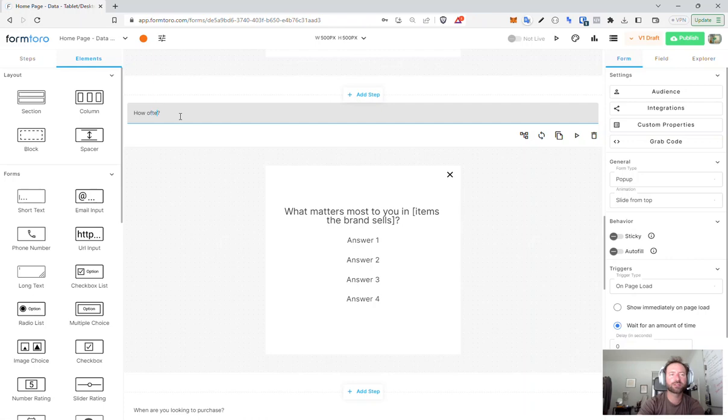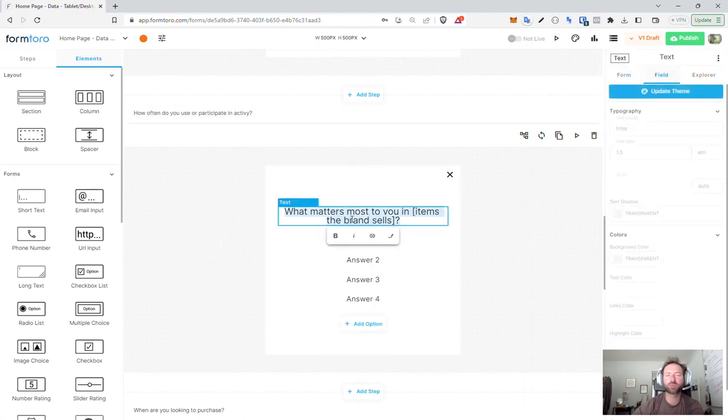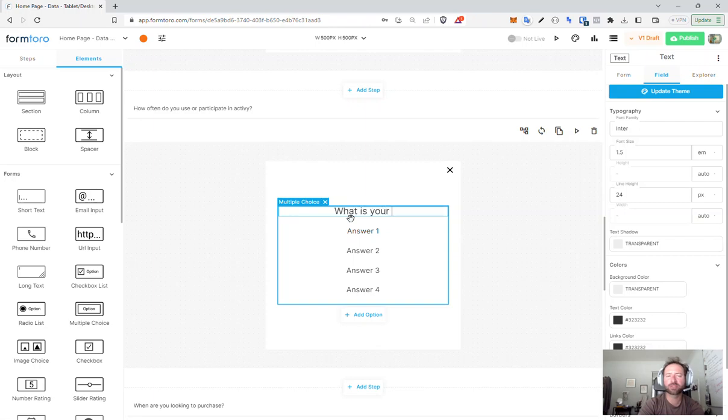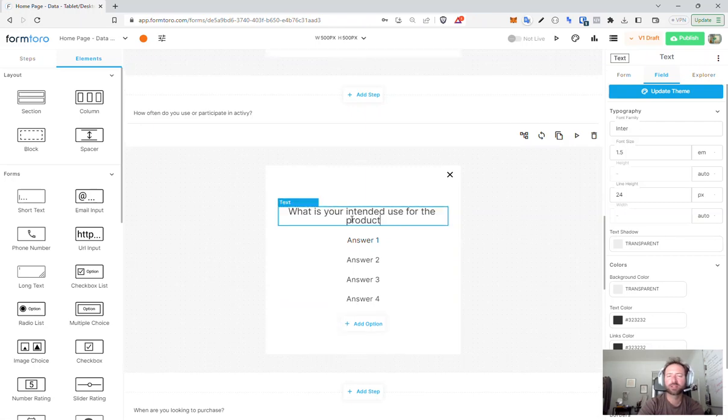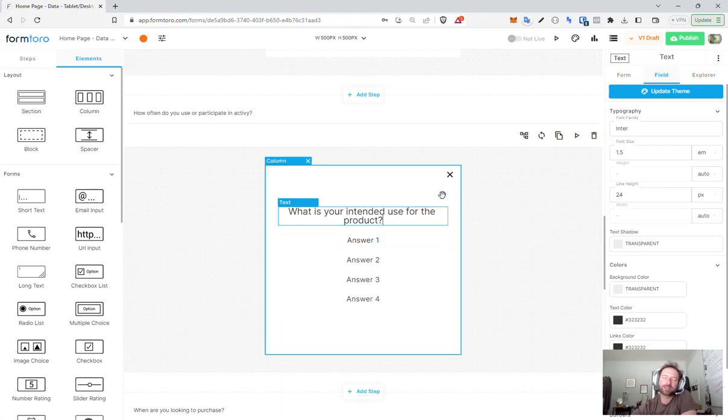how often do you use or participate in activity? I like to ask this question, or what do you want to use? What is your intended use for the product? Right, that's another good question to ask. It depends on what products you're selling. These are all going to be very highly dependent on the products that you're selling.